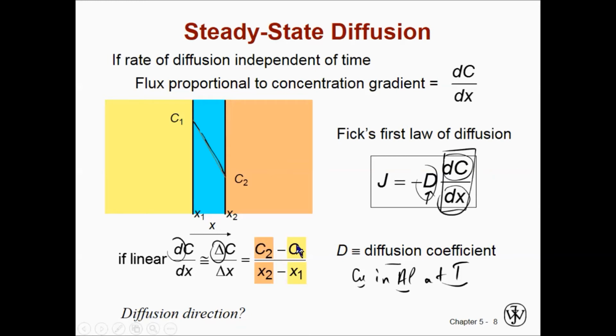This ratio over here is called the concentration gradient. And the concentration gradient is the driving force for steady state diffusion. That's why diffusion happens, because of this difference in concentration.